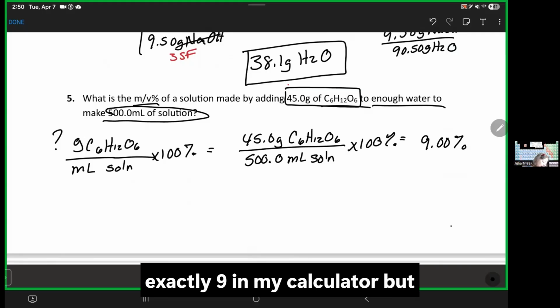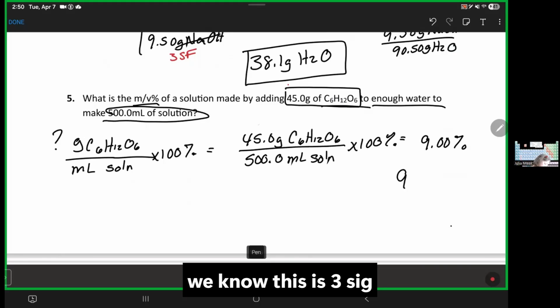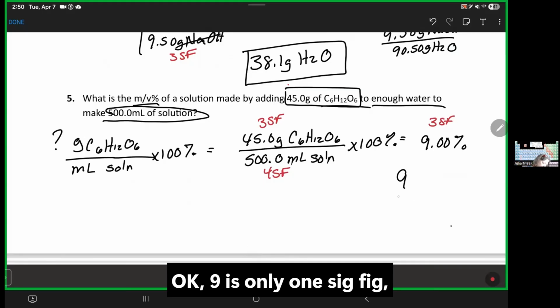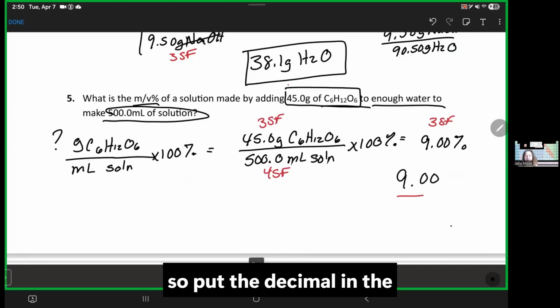9.00%. I think I actually got exactly 9 in my calculator, but we know this is 3 sig figs, 4 sig figs, so we need 3 sig figs in our answer. Okay, 9 is only 1 sig fig, so put the decimal in the zeros. That gives it 3 sig figs.